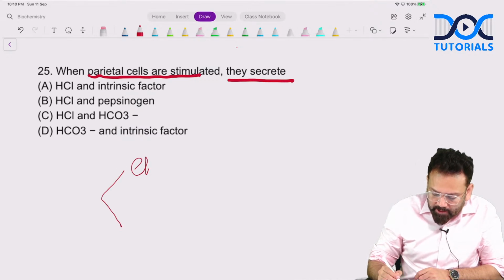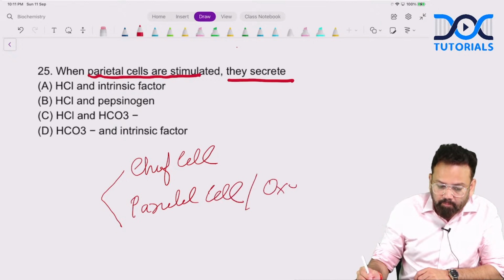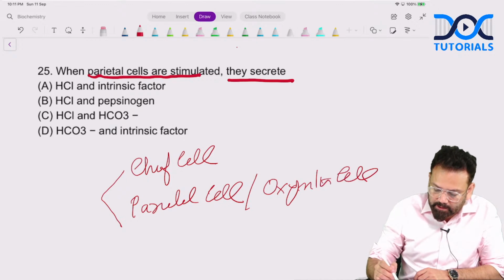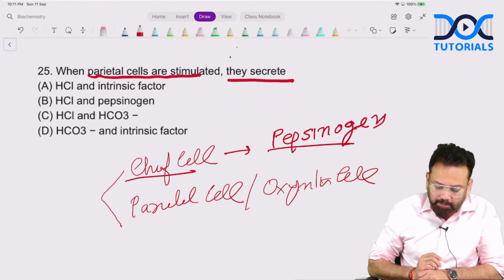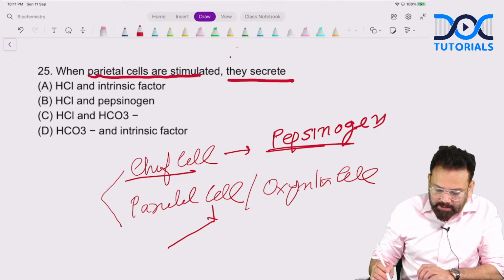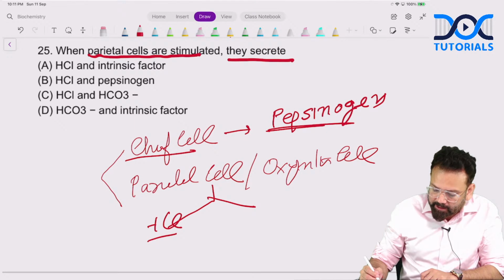One is the chief cell, the other is the parietal cell. The parietal cell is also called the oxyntic cell. The chief cell forms pepsinogen. Pepsinogen, CEO of Pepsi company. The parietal cell or oxyntic cell forms HCl and intrinsic factor of Castle.